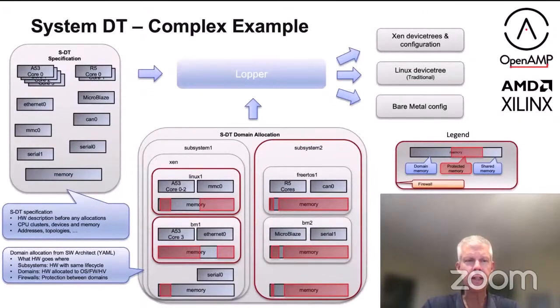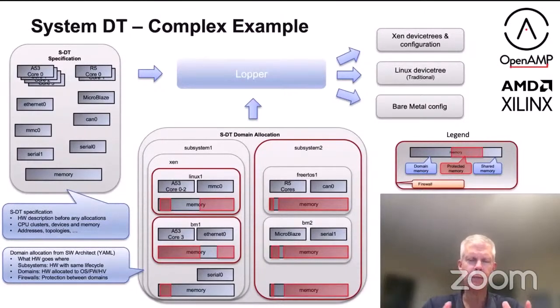In this case here, we have the same system device tree specification as before, but the allocation is much more advanced. Here we have hierarchical domains. The outermost domains, called subsystem 1 and subsystem 2, actually denote all the hardware that belongs together from a life cycle point of view, meaning when you boot up things.